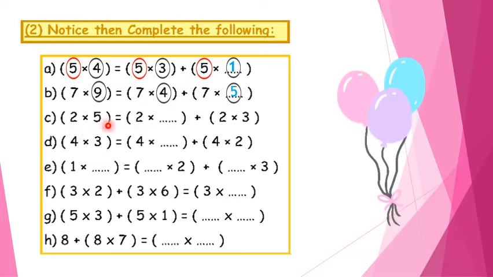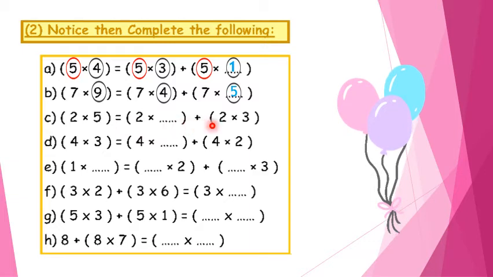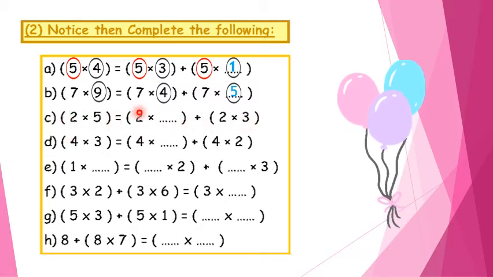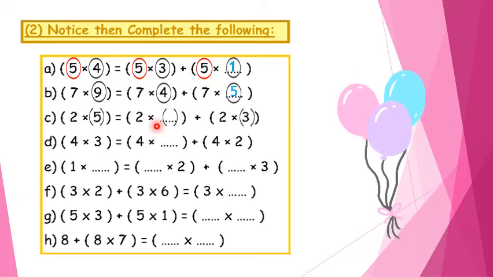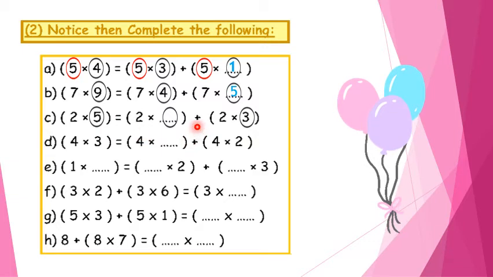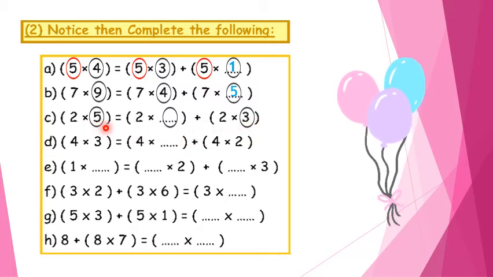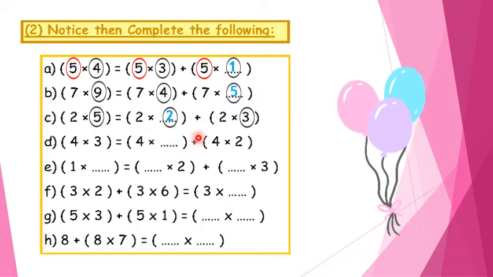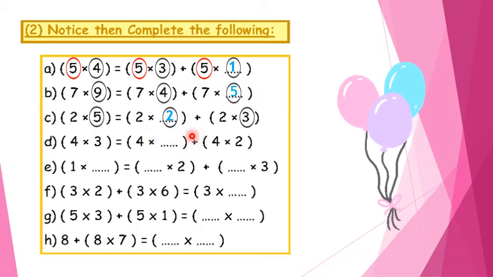2 multiply 5 will be 2 multiply what, plus 2 multiply 3. As you can see, the first factor is like it is, it doesn't change. And the second factor is 5. I cut it into what, plus 3. So 3 plus what will give you 5? 3 plus 2. So the missing factor here is 2.